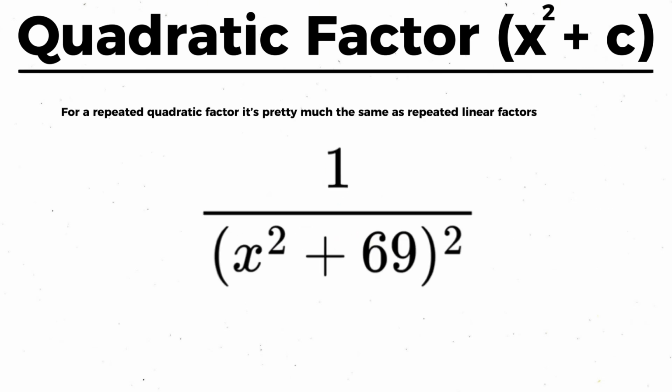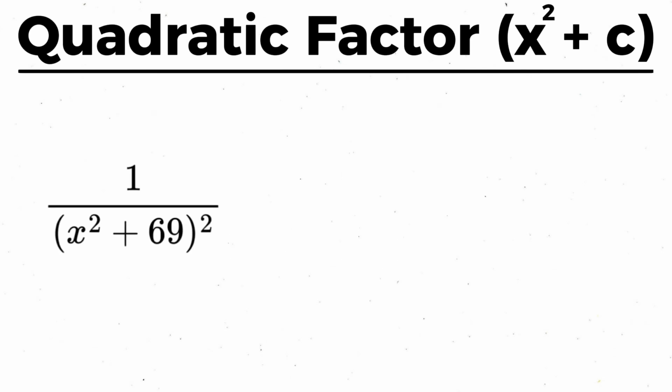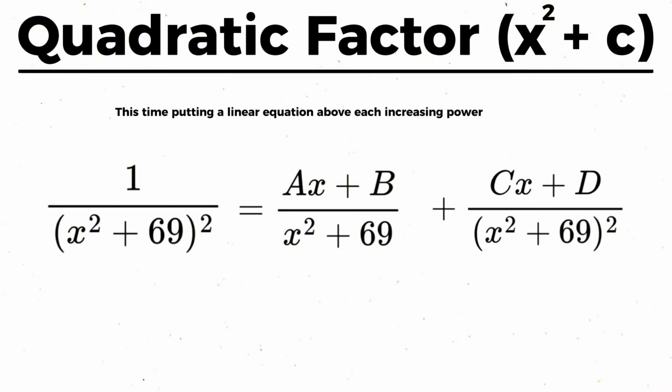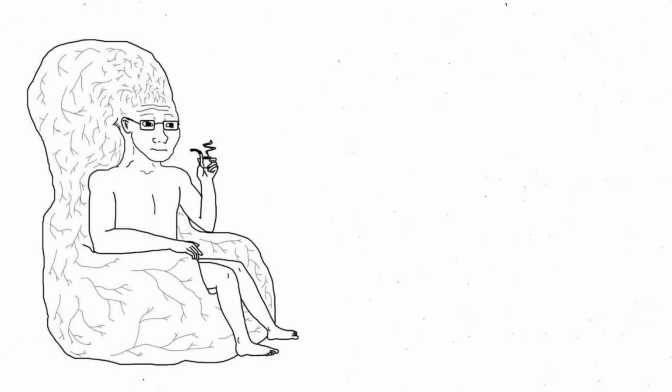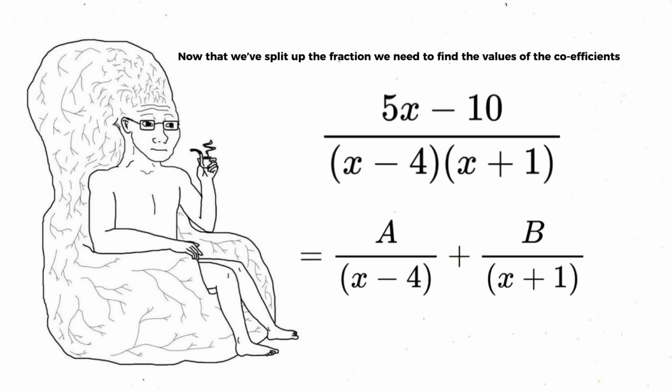For a repeated quadratic factor, it's pretty much the same as repeated linear factors. This time putting a linear equation above each increasing power. Step 3. Now that we've split up the fraction, we need to find the values of the coefficients.